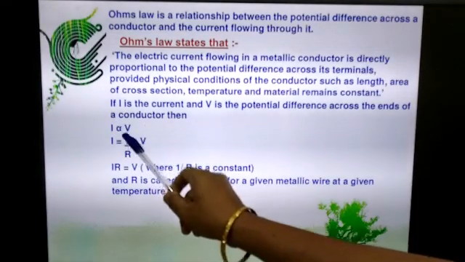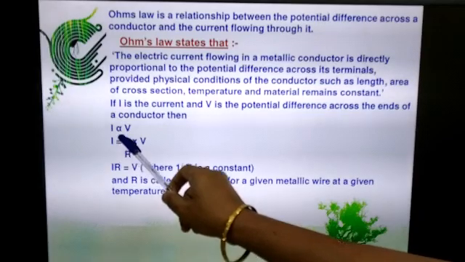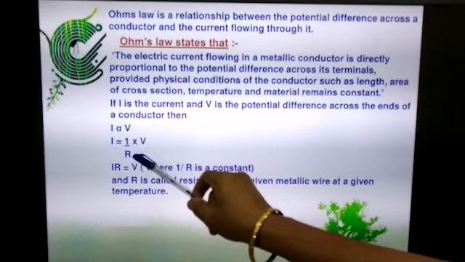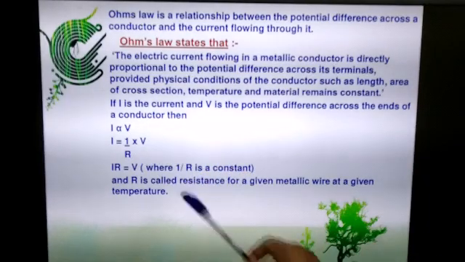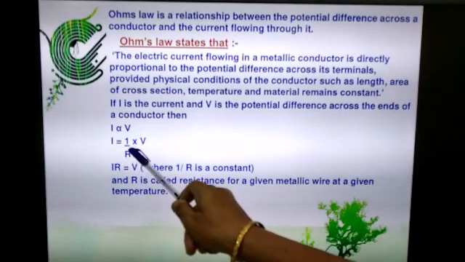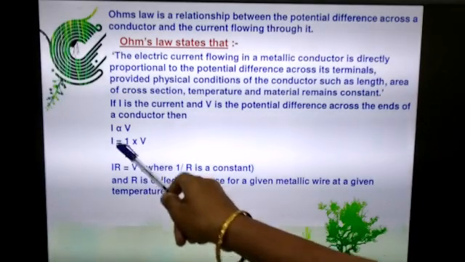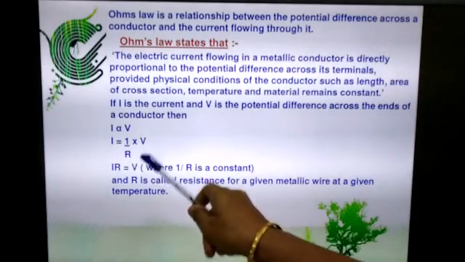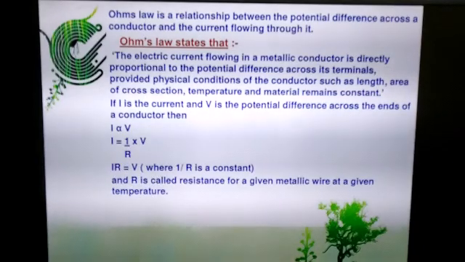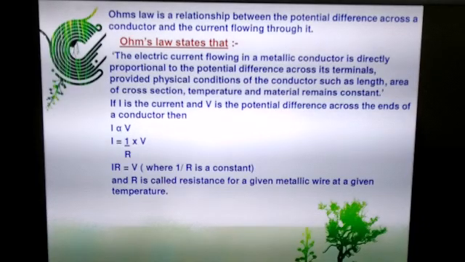So I, if you remove the proportionality sign and take equal to, we will have to take a proportionality constant. And here the proportionality constant taken is 1 by R into V, where R is the resistance of the conductor. If I multiply 1 and R by cross multiplication, 1 into R, it will be equal to V. So V is equal to IR. This is the expression for Ohm's law, where I is the current, R is the resistance of the conductor, and V is the potential difference which is applied across its ends.